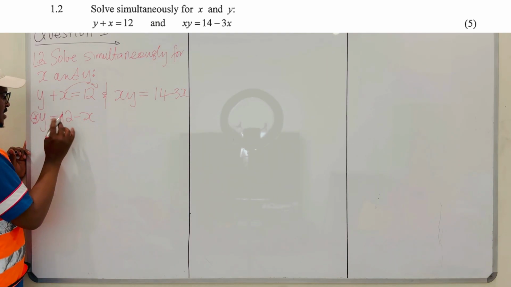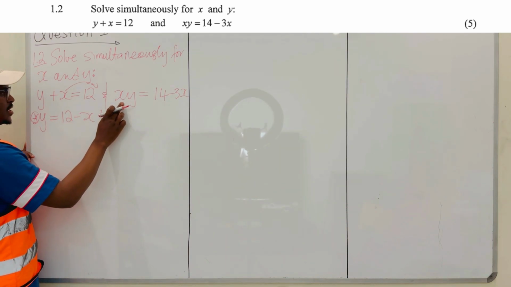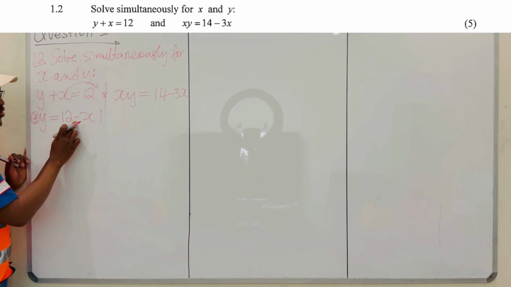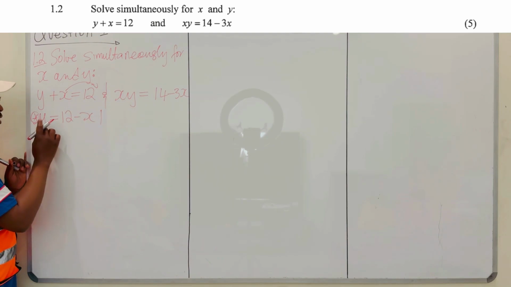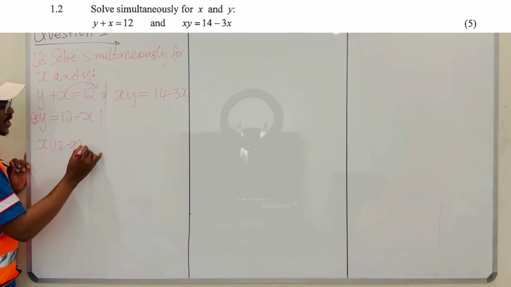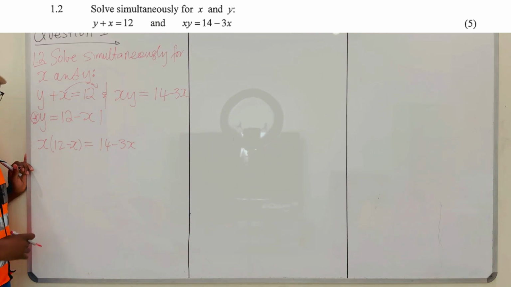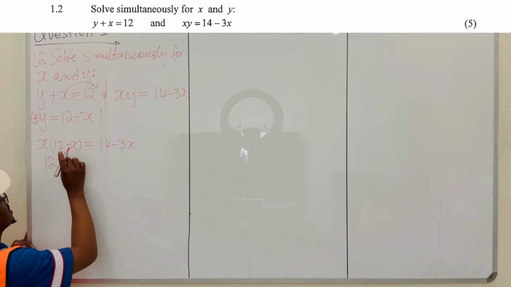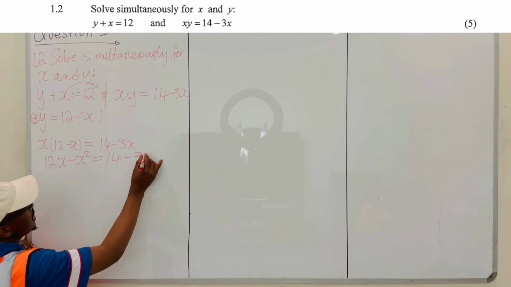Once I'm done doing this, I'm going to go to the second equation, which is this one here. On the second equation, where you see your y, you substitute it with 12 minus x. So in the place of y, you're going to put this 12 minus x. So what we have there, we have x times y, but our y is 12 minus x now, is equal to 14 minus 3x. What do we do? Simplify this equation. So we will have x times 12, we have 12x, x times negative x, minus x squared, is equal to 14 minus 3x.